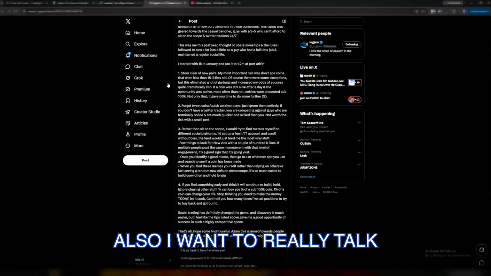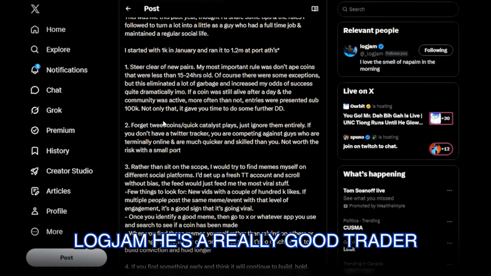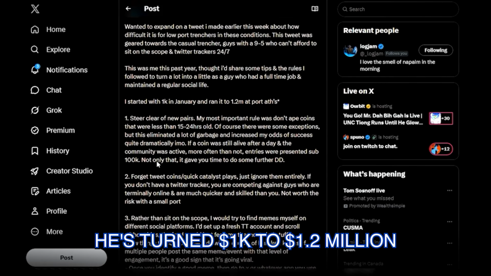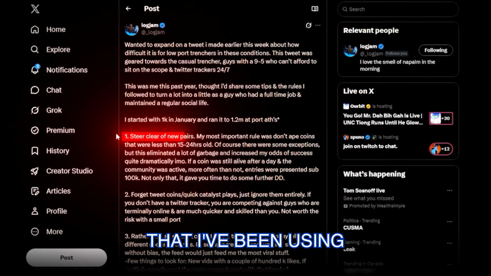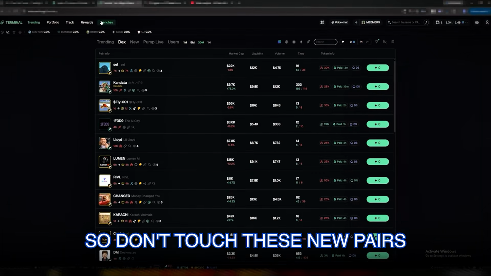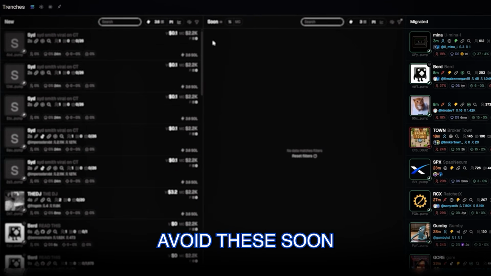Also, I want to really talk about this person. You guys should look at Logjam. He's a really good trader. He's turned 1k to 1.2 million in like the span of a couple months, and this is like the strategy that I've been using for more than a year. So don't touch these new pairs. Avoid these new pairs.